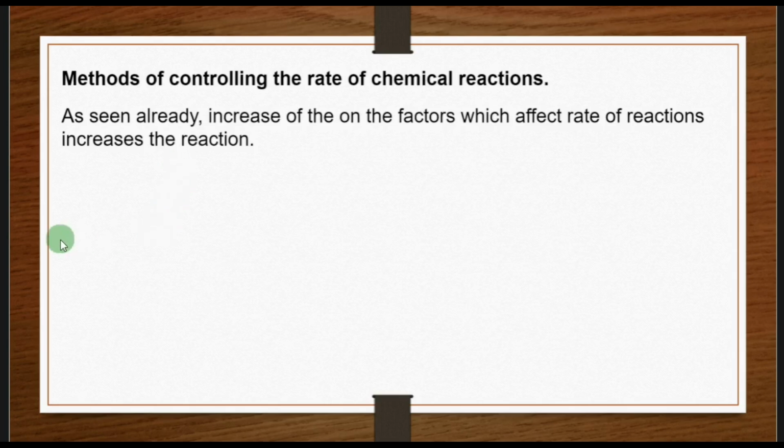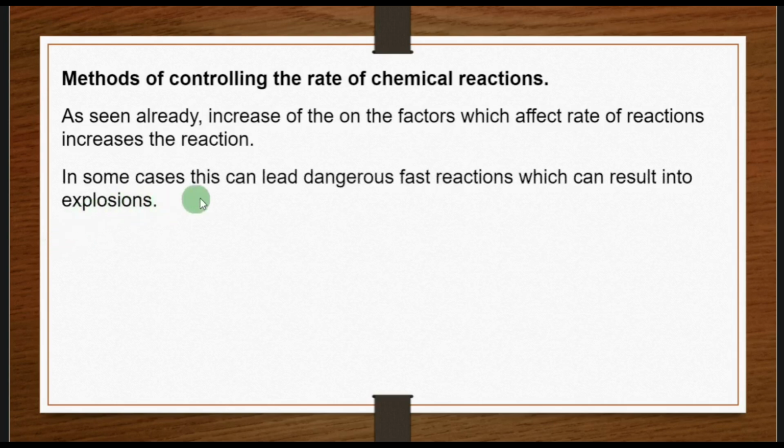So what does it mean? In some cases this can lead to dangerous fast reactions which can result in explosion. Because of these factors, concentration, temperature, surface area, pressure, light intensity, in some cases they can lead to dangerous fast reactions which can result in explosion.